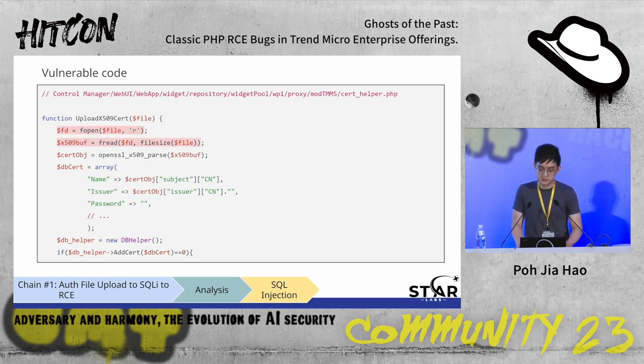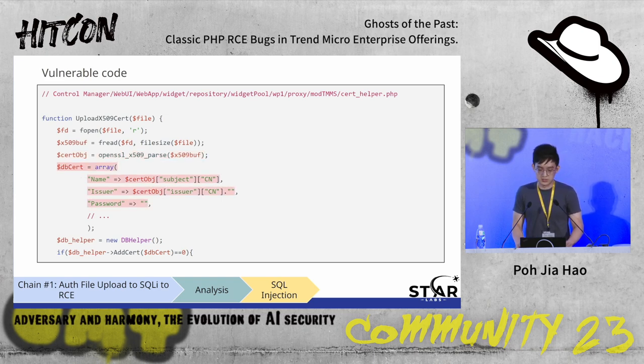This variable is read before being stored into a PHP variable called x509_buff. And the file content is subsequently passed into the PHP function openssl_x509_parse, which checks if the file has a valid certificate syntax. If the uploaded file is syntactically correct, a custom certificate object will be returned and assigned into the cert_object variable.